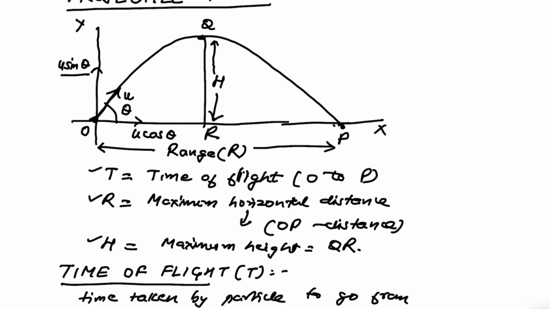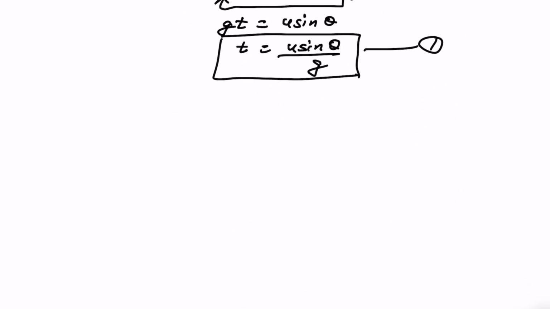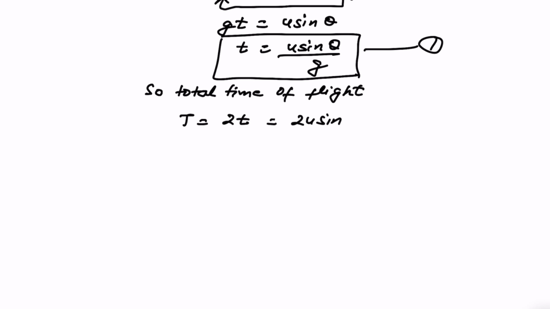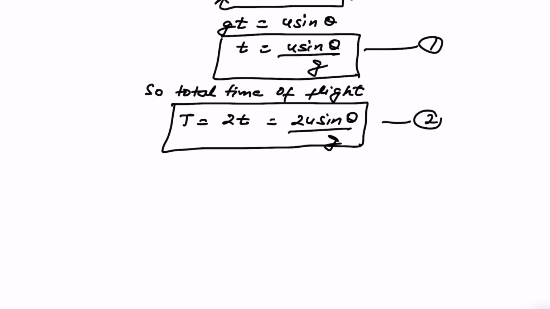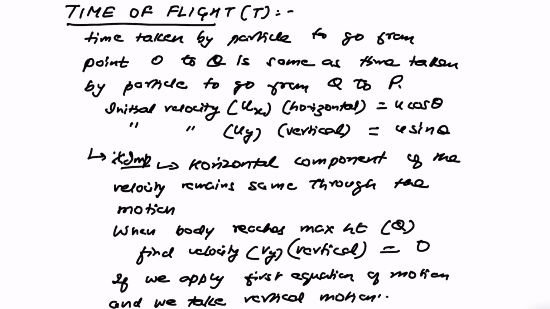And remember at this point, what is happening? The vertical component of the velocity is how much? 0. So the total time of flight of this particle or body will become how much? If I am denoting that by capital T, that will be 2 into small t. So that can be written as 2u sine theta upon g. So this is the formula for the total time of flight of the body. That is 2u sine theta upon g.